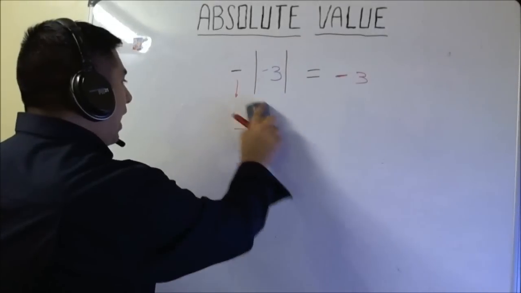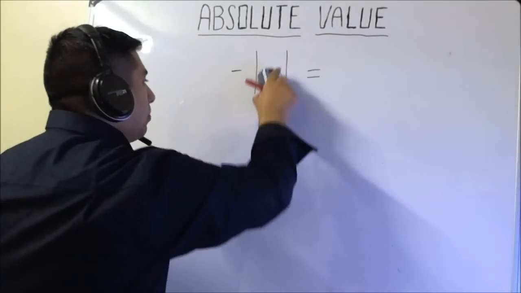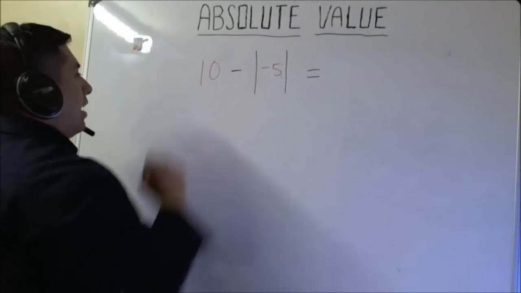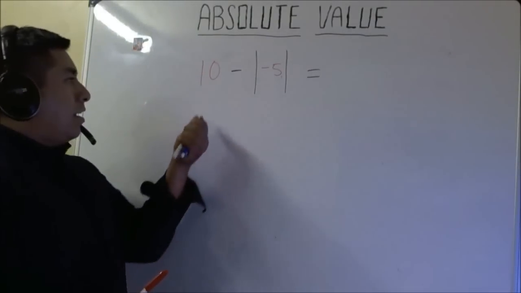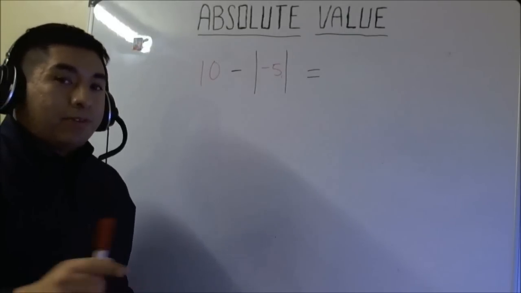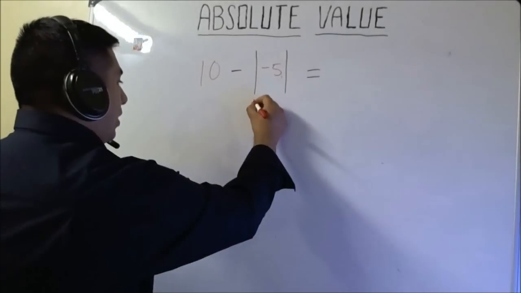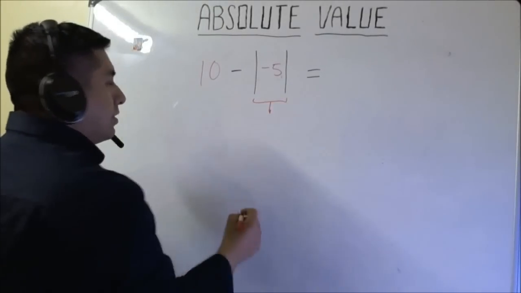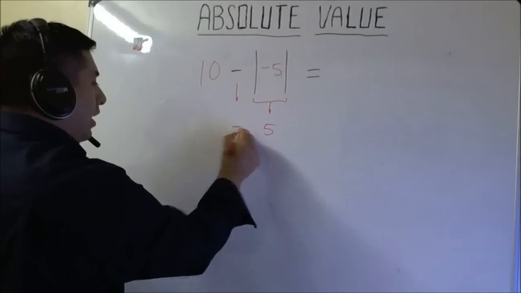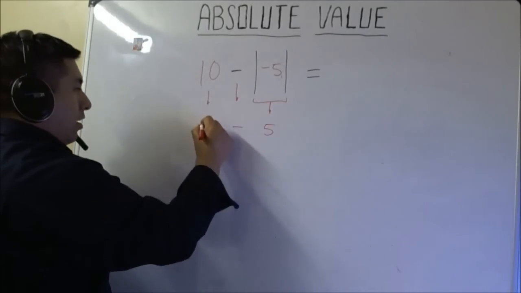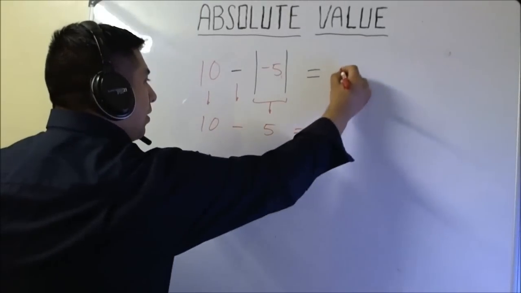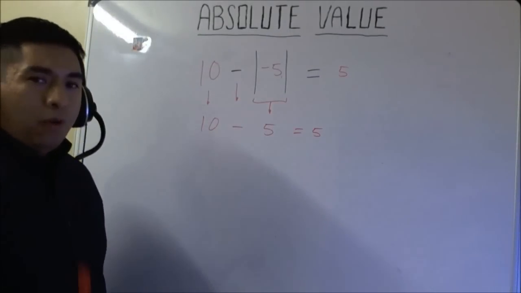Okay, now let's add new terms to this operation. Let's add -5 here, and let's add 10. Okay, 10 minus absolute value of -5. What do you do first? First, you solve the absolute values. Absolute value of -5 is the same number but positive, which is 5. Then you carry the negative sign and the number. 10 minus 5 equals 5. And that's your answer. One more example.